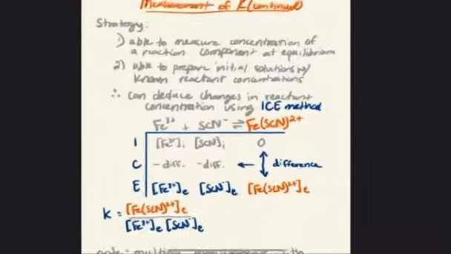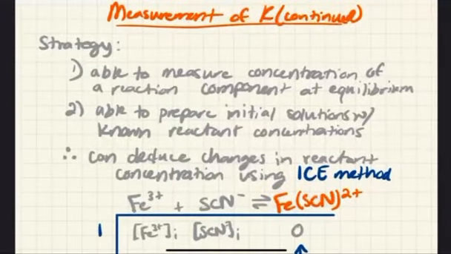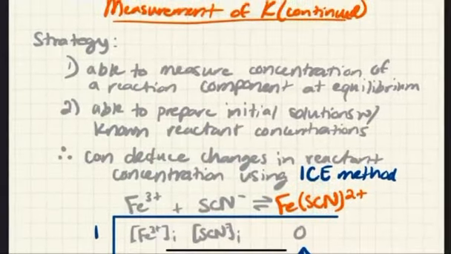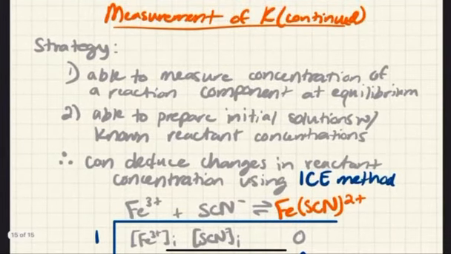In the second part of the lab, we're going to work on actually measuring the value of K for the overall reaction, because now we know the relationship between concentration and absorbance. So our strategy is, okay, now we're able to measure the concentration of a reaction component, and that reaction component would be the product at equilibrium.